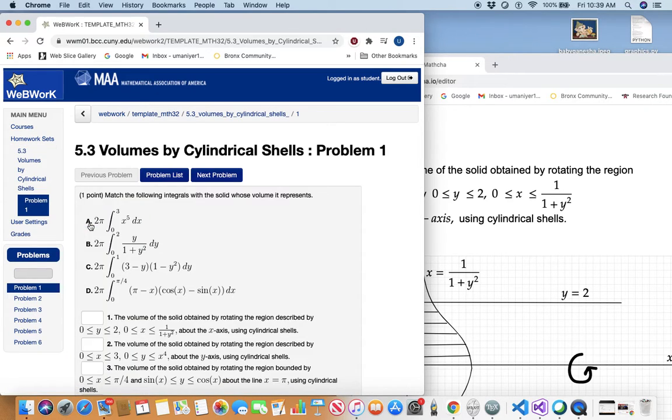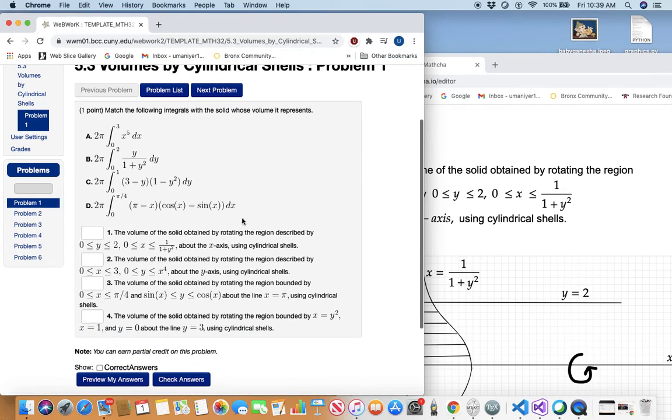Problem 1. Match the following integrals with the solid whose volume it represents. So you have 4 volumes and 4 integrals. We want to match one with the other. So let me go over one volume at a time.